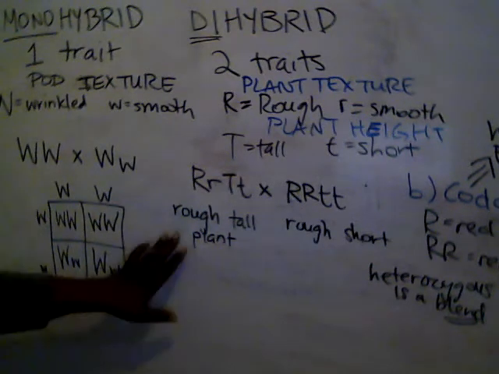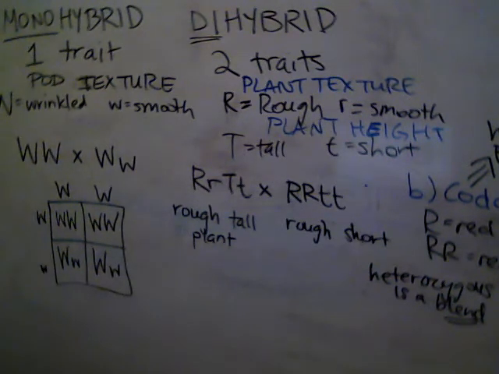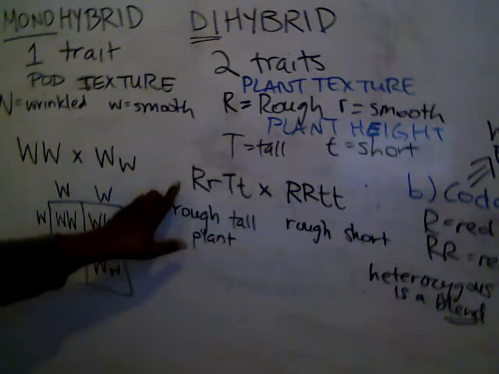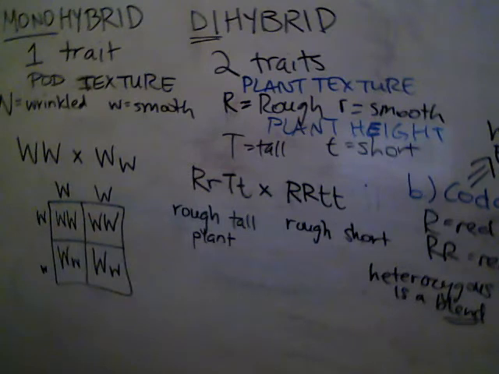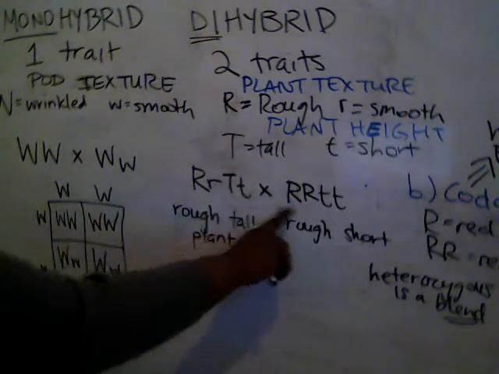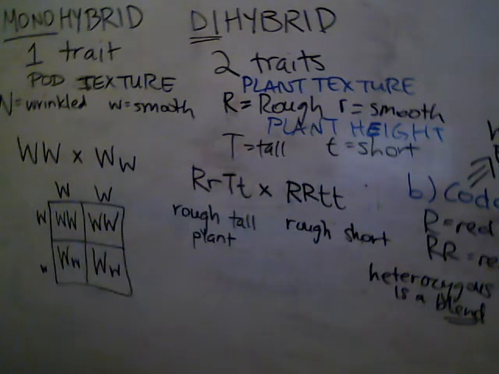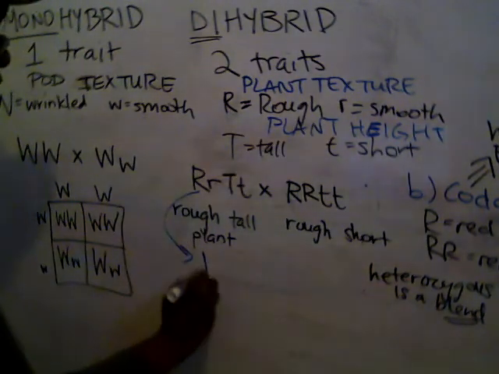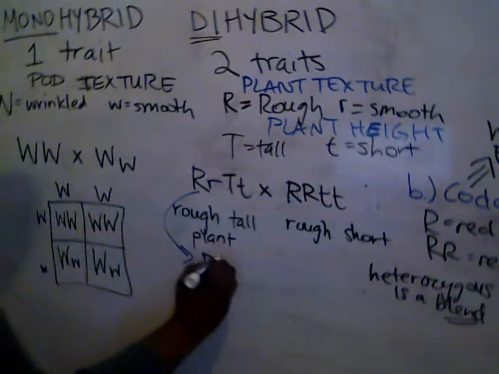And so in this case, you may end up having a lot larger of a square. You don't always have to have a 16 or 4x4 square. It all depends on the combinations that each of these parents could give. So when we do these types of dihybrid crosses, you have to look at the combinations that the parents can give. This parent could give a big R and a big T.